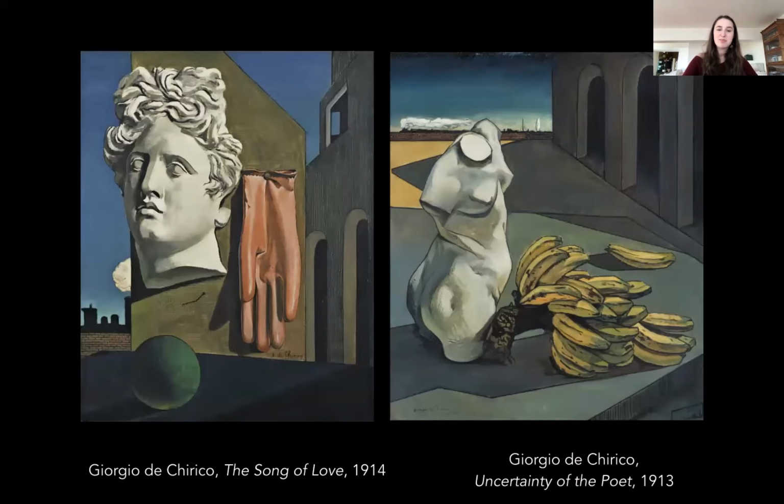So paintings from this movement are really easy to spot. They almost always contain objects that are juxtaposed in unrealistic sizes, and those objects contain a lot of symbolism. So for instance, in this painting on the left, the head statue of Apollo references traditional art values. The train in the background stands for modernity. The ball stands for childhood and innocence, and the glove is the hand of destiny.